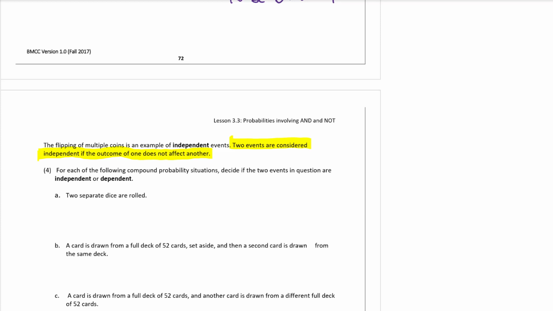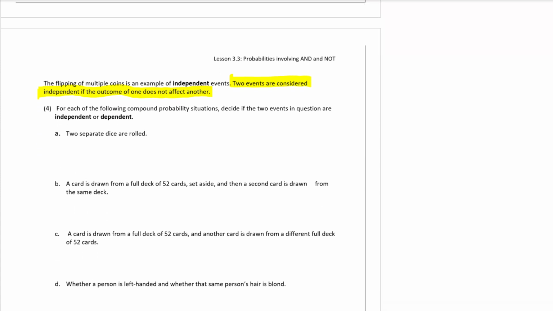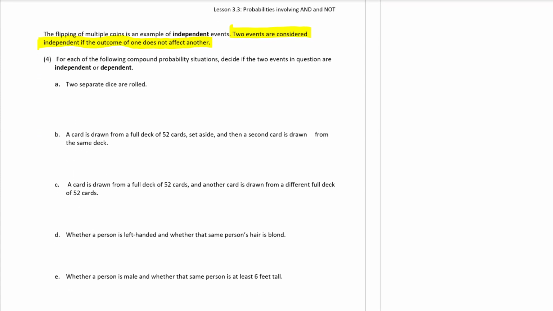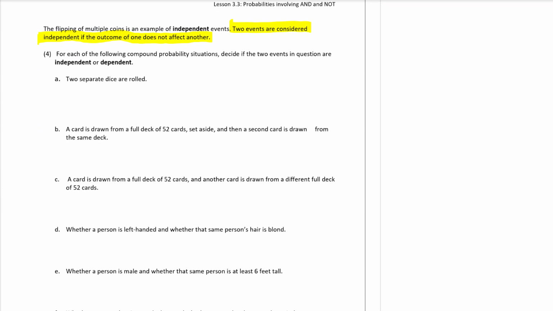The same way with flipping a coin. If the first time you got tails, and then the next time you flip it, it doesn't matter that it was tails before. The probability of getting tails will not change. So those events are independent. So looking at that definition, we're going to look at a couple of scenarios, and the only thing you need to choose is whether the events are independent or dependent. So let's start.